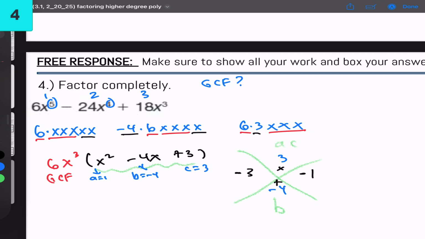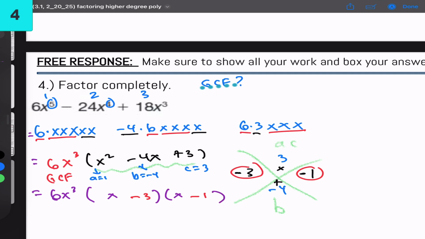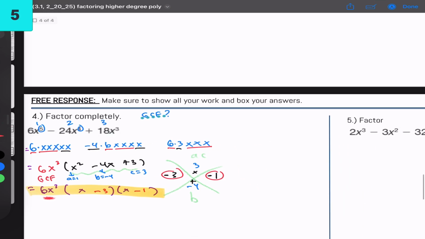Okay, there's the shortcut. I don't have to do the box. You can, you'll get the same answer. So 6x to the third times x minus 3, x minus 1. And this would be our answer. A common mistake is for students to forget the GCF, 6x to the third.